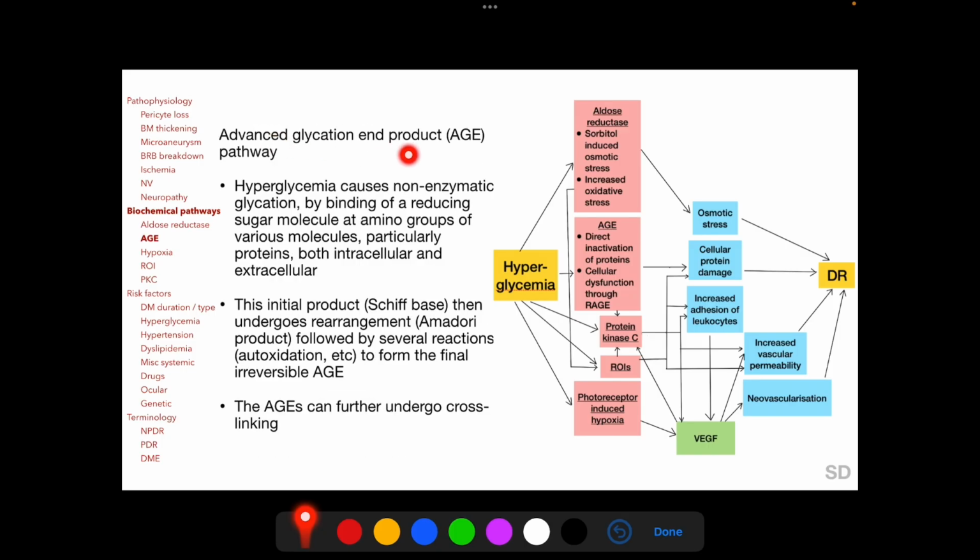In the advanced glycation end product pathway, hyperglycemia causes non-enzymatic glycation of various molecules, particularly proteins, both in the intracellular as well as the extracellular space. The initial glycation product undergoes rearrangement followed by several reactions to form the final irreversible advanced glycation end product, and these AGEs can then undergo further cross-linking.